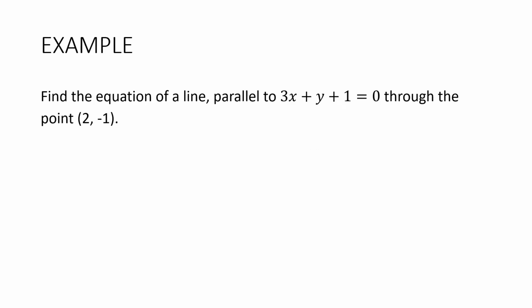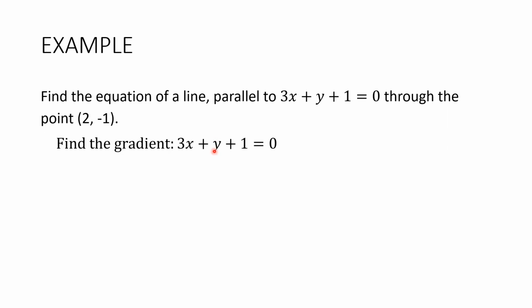Here's an example. Find the equation of a line parallel to 3x plus y plus 1 equals 0 through the point (2, -1). So we want to find the gradient of this line, because we're going to use it to construct our new line. So here's our line. It's in general form. We need to turn it into gradient intercept form.